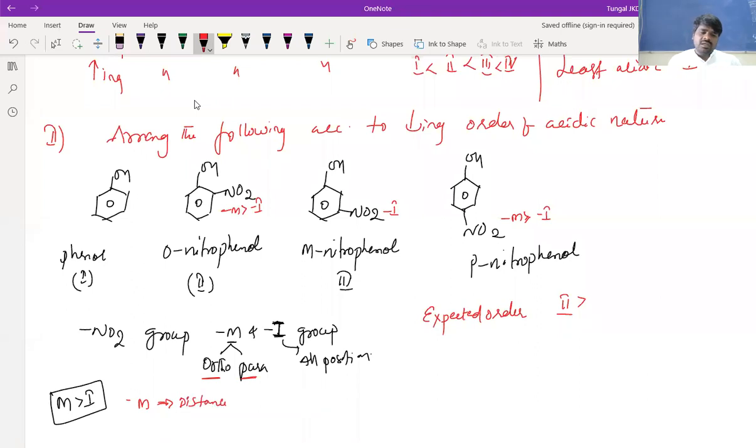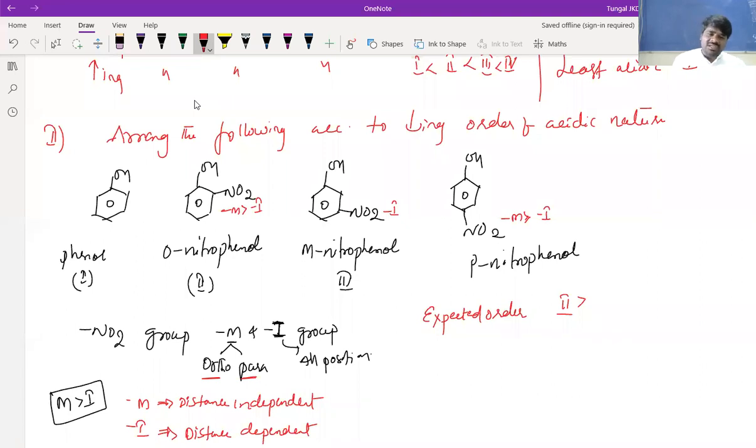Distance independent. That means it doesn't depend upon the distance. Minus I is distance dependent. We see whether it is ortho or para, minus M will remain the same. But minus I will be more if it is closer to the hydroxy group. If it is away from the hydroxy group, minus I will be less.